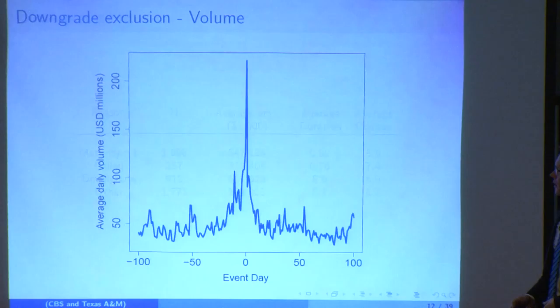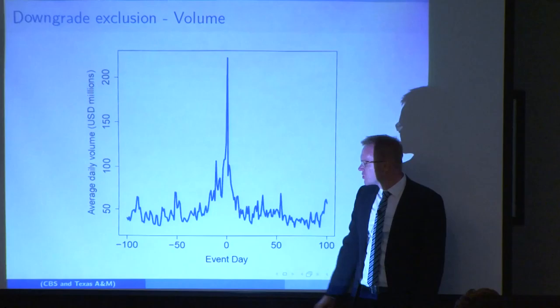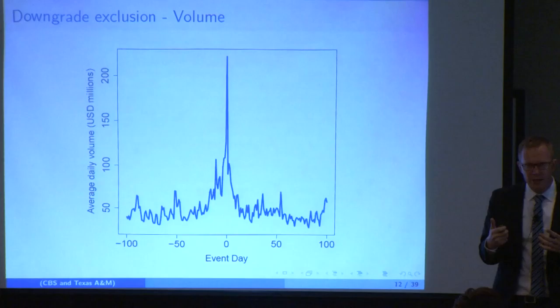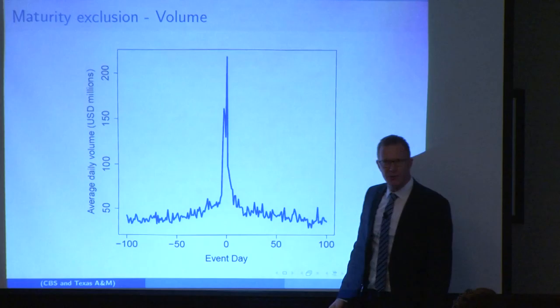So we can try to see, is there really a demand for immediacy at these events? And there is. So this up here is the trading volume around this index rebalancing date. You can see how trading volume spikes up, and this is for the downgrade exclusions. So a lot of people want to transact on this date in order to minimize their tracking error. The same thing for the maturity exclusions. A lot of transactions on this date. So clearly there's a demand for immediacy. We would like to trade on this specific date up here, and then they do it.